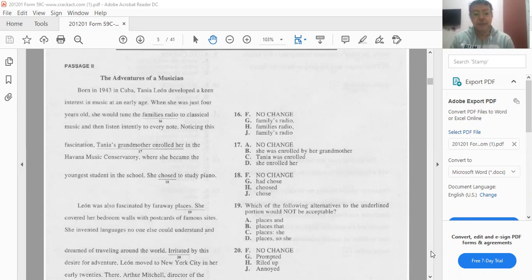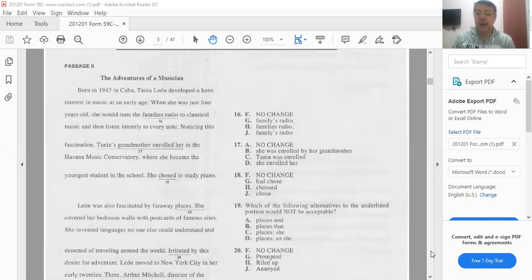Let's move to 18. She chose to study piano. Chose. Yeah. So that's pretty easy. The best form of choose is chose. So J is the best answer. It's a direct question on a verb form in the past. All right. So the best form of choose is chose. J. Let's now move to 19 and read the prompt carefully because it says which alternative is not acceptable.